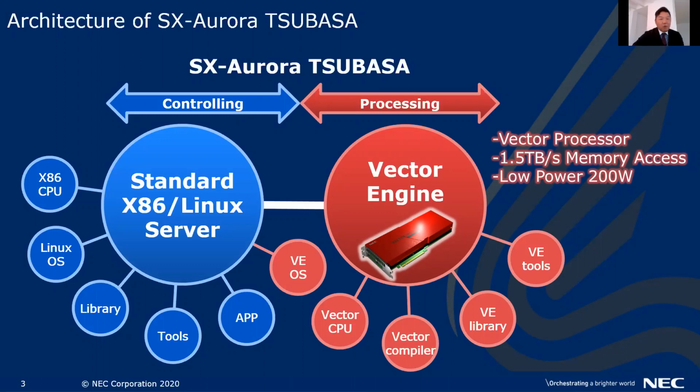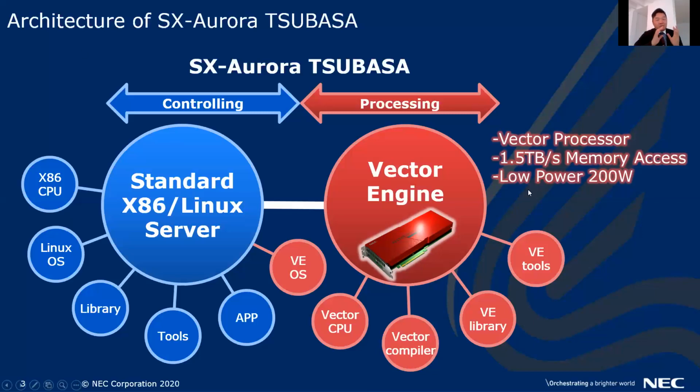And the right side, the red part, is the processing part. The big feature of this architecture is that the entire application is executed by this processing part. This part has the vector engine processor. Also, NEC provides a vector compiler, vector engine libraries, and vector engine tools. And in order to control this vector engine part, the vector engine OS can be installed onto the x86 server part. This red part, the vector engine part, is controlled by a standard x86 Linux server.